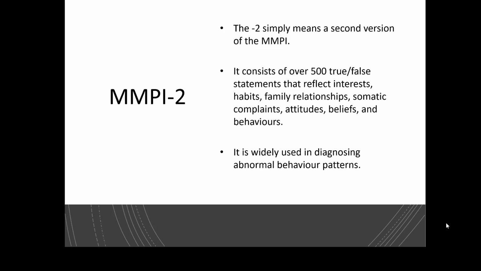The MMPI-2 is the second version of the test and is widely used today in diagnosing abnormal behavior patterns. It consists of over 500 true or false statements that reflect interests, habits, family relationships, somatic complaints, attitudes, beliefs, and behaviors. The instrument is comprised of a number of individual scales that tend to be answered differently by members of carefully selected diagnostic groups, such as patients diagnosed with schizophrenia or depression, rather than by members with no abnormal behaviors.